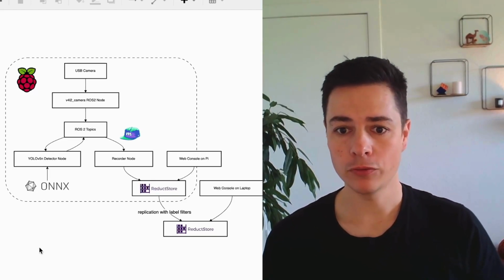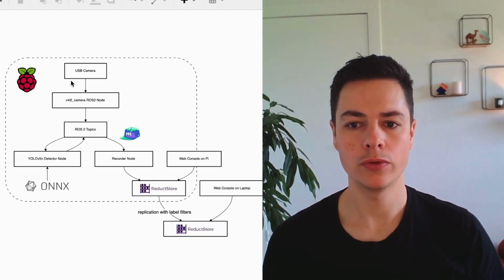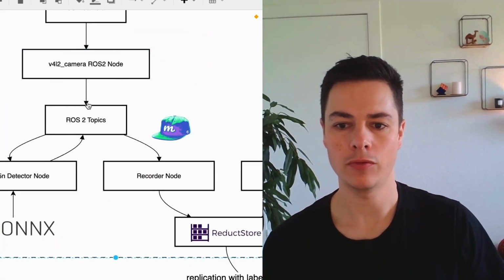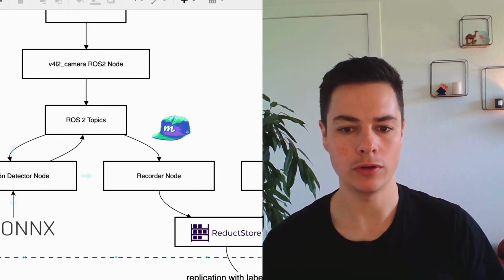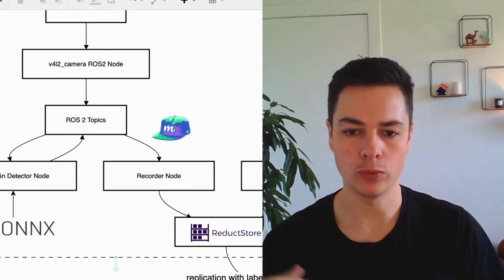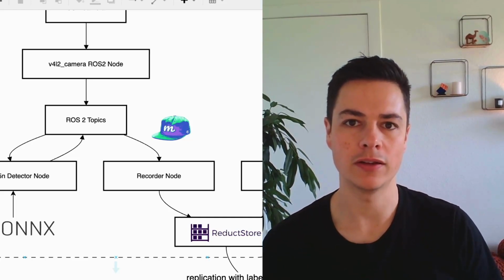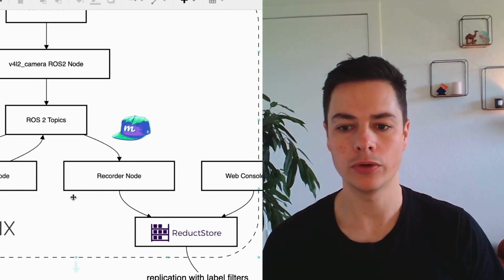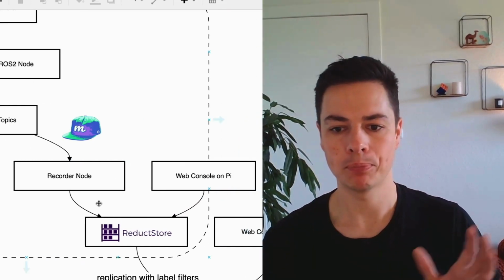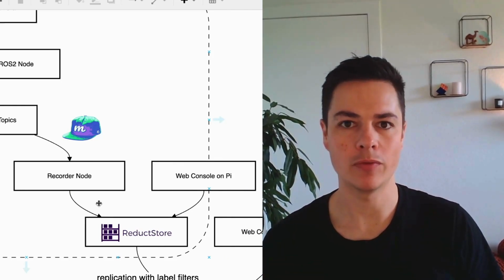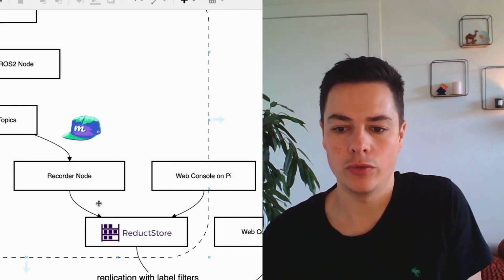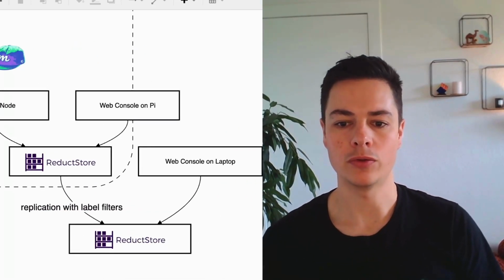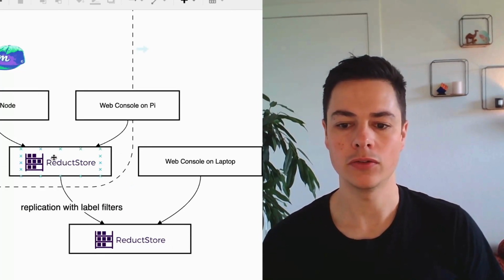So for this example, we'll also set up a few nodes. So we have topics we can record. We will use a USB camera, and from the raw images, we will use a tiny YOLO model, which will subscribe to the images and publish what it detects in each image. And then all those topics will be recorded with a recorder node, which will pack everything in separate MCAP files and store those files in ReductStore. And then we'll set up a replication task to stream data from the local ReductStore instance to the central storage.